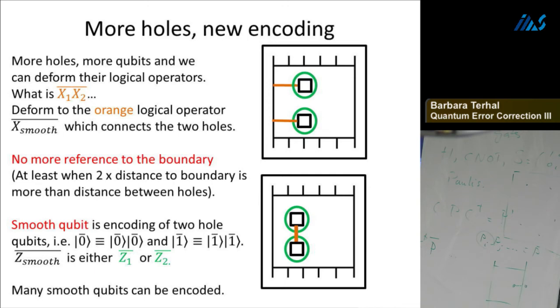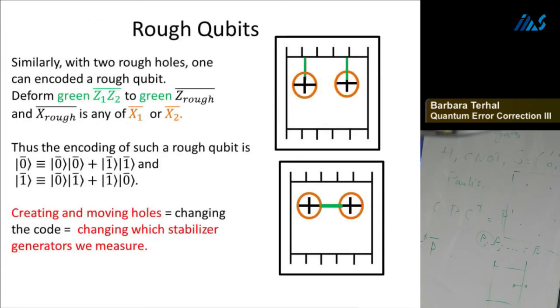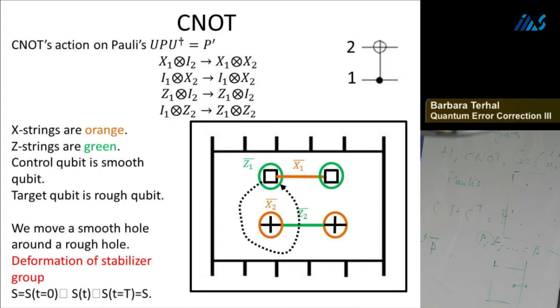So you can code many smooth qubits. The nice thing about the smooth qubit encoding is that it's now independent of the boundary. So you just put these double holes somewhere. Okay, you can still do a similar thing for rough qubits.